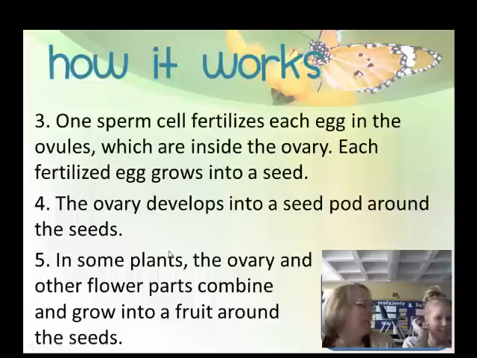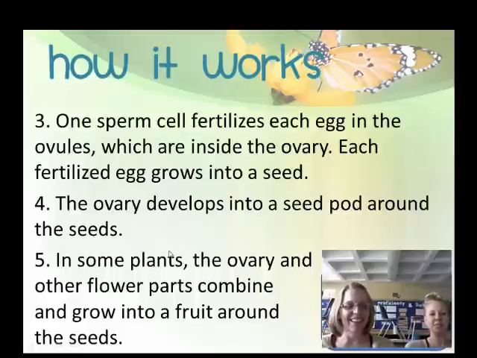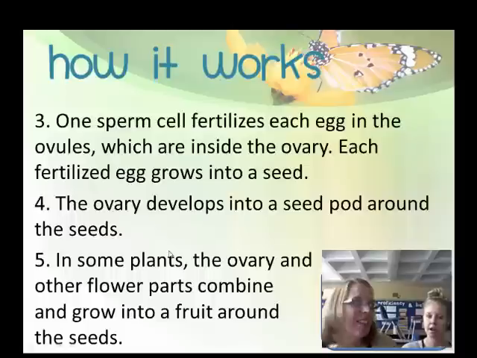Okay, so then once that seed, it's my favorite part. I'm just so excited. So once the egg becomes a seed, then it has a seed pod that forms around it, from the ovary! So when you eat fruit, guess what you're eating from the plant? It's ovary. So when your mom is munching on an apple, say, hey mom, how does that plant ovary taste?